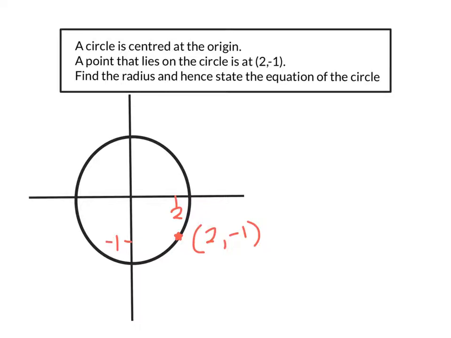A circle is centred at the origin. A point that lies on the circle is at (2, -1). I've labelled this as red on the circle. Find the radius and hence state the equation of the circle.